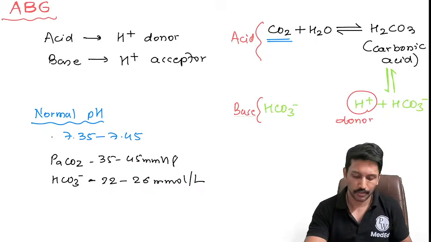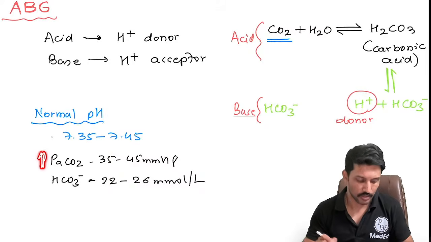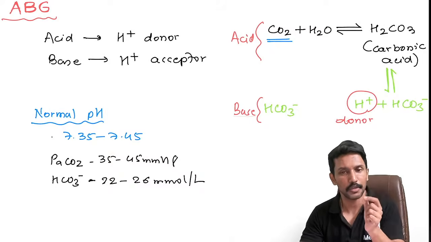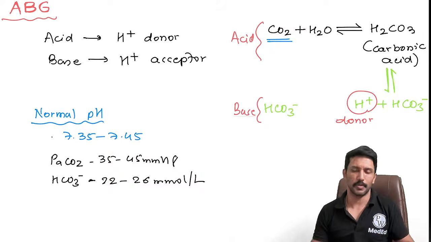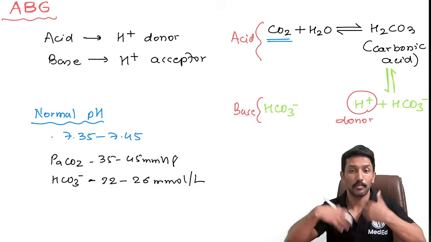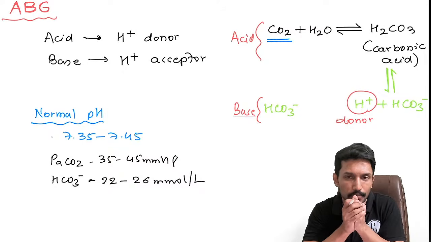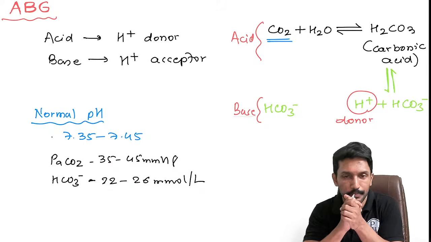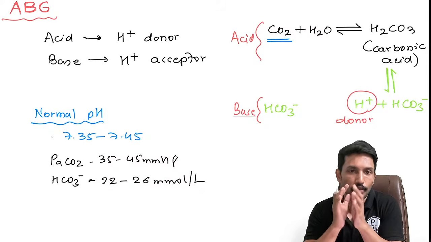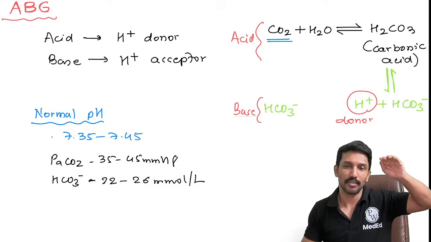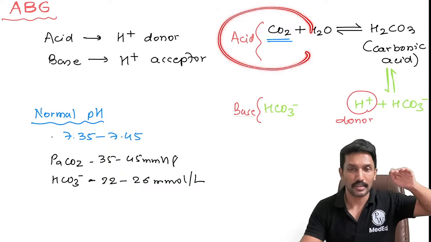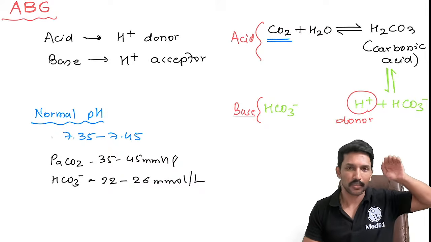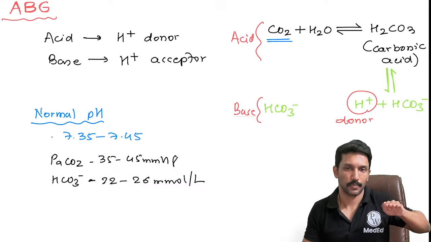Now imagine a condition where there is increased carbon dioxide in the body. Why will it increase? Carbon dioxide clearance is a function of the respiratory system, and if there is some problem with the respiratory system, like I have COPD, I am not able to exhale the carbon dioxide out. So the body is accumulating carbon dioxide, and blood carbon dioxide levels start increasing. Increasing carbon dioxide means increasing acid. So what happens to the pH? pH starts dropping down.